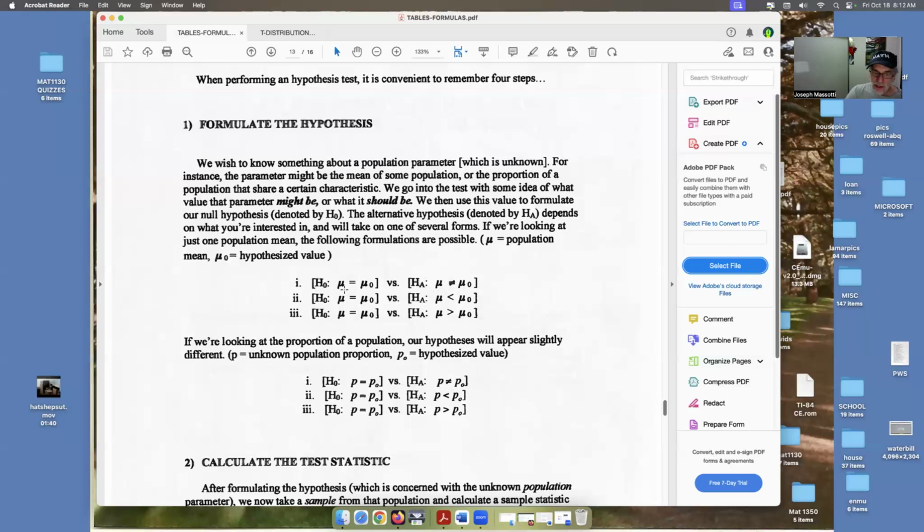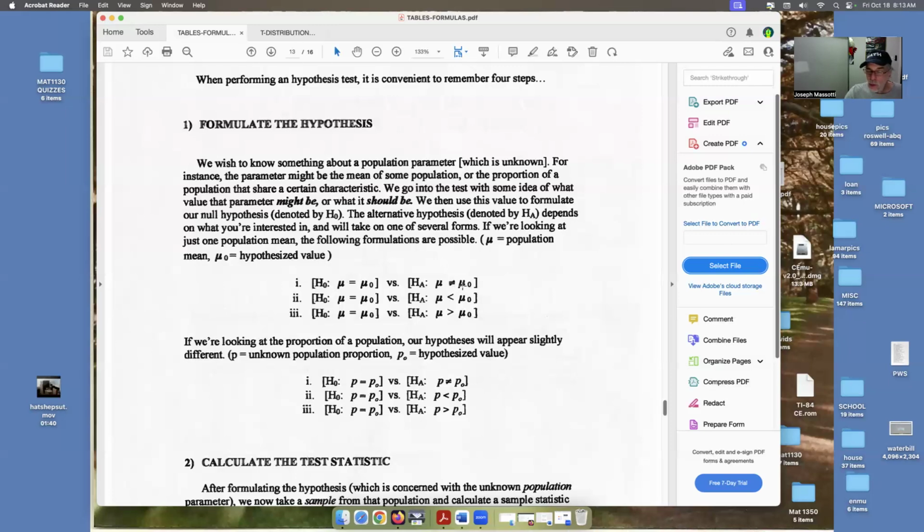So the null hypothesis can take one of 3 different forms. We can go in, this is the null hypothesis, H sub 0. This is the alternative hypothesis, H sub A. So we go in thinking that the population mean, we don't know what the population mean is, but we go into the test thinking that it equals some value. Okay, we go in thinking that the mean is some value. We go in thinking the defendant is innocent. The alternative can take one of 3 forms for means.